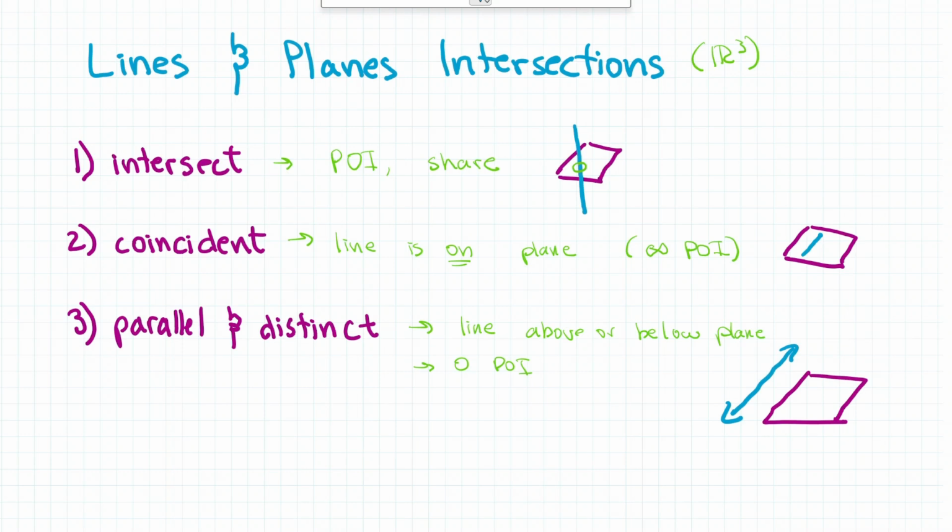So we're going to go through a series of 3 examples where I'm first going to show you an example where they intersect, an example where they're coincident, and an example where they are parallel and distinct.